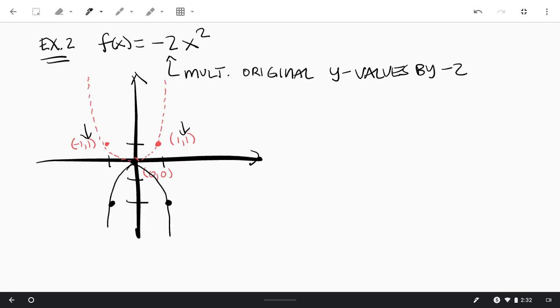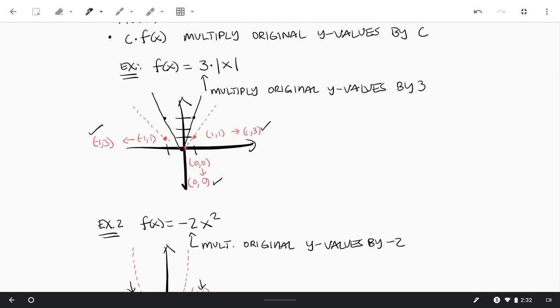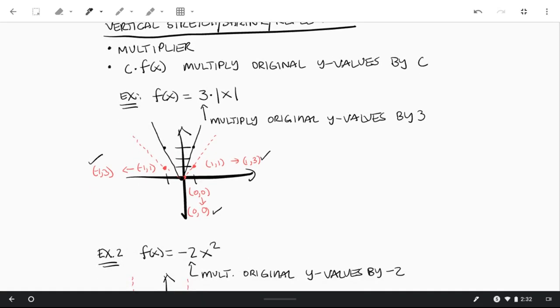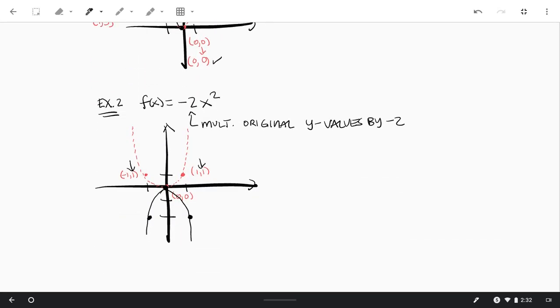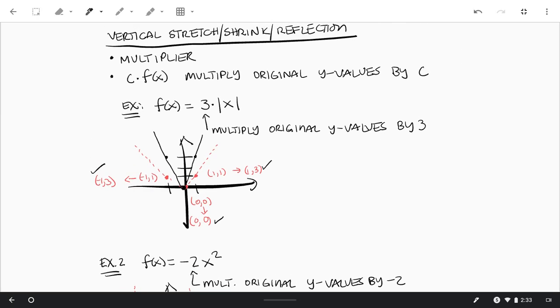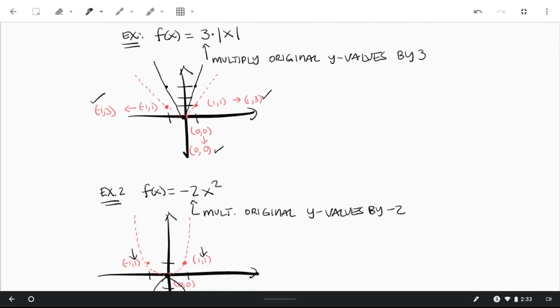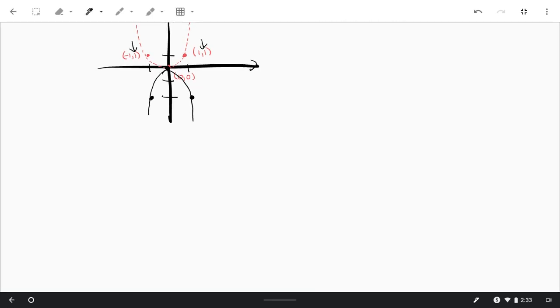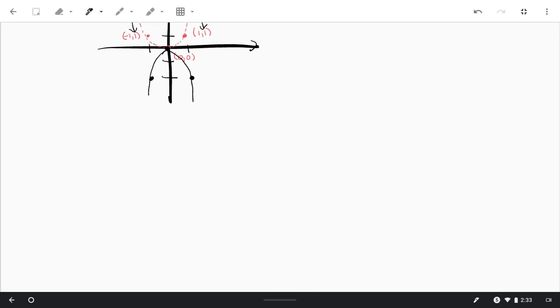All right, so those are your vertical stretches or shrinks or reflection. So this second example here, multiplying by this negative actually reflects your graph. Okay, so it reflects this graph of x squared over the x-axis, and so that it's this sort of upside down U. Okay, so this is what we mean by vertical stretch, shrink, or reflection. Okay. All right, so let's go ahead and put all three of these together.